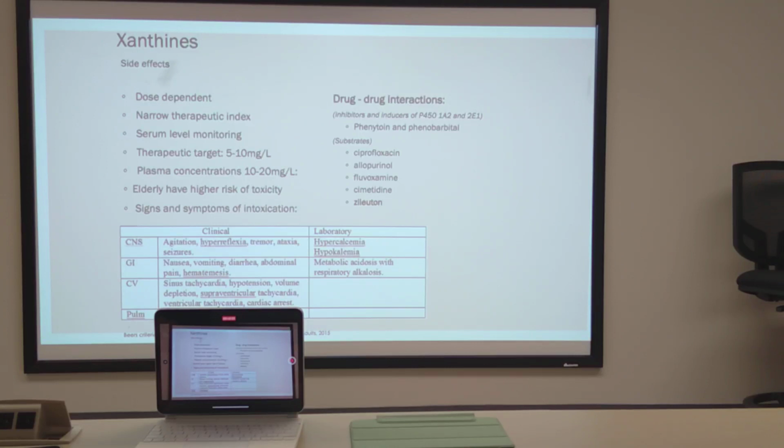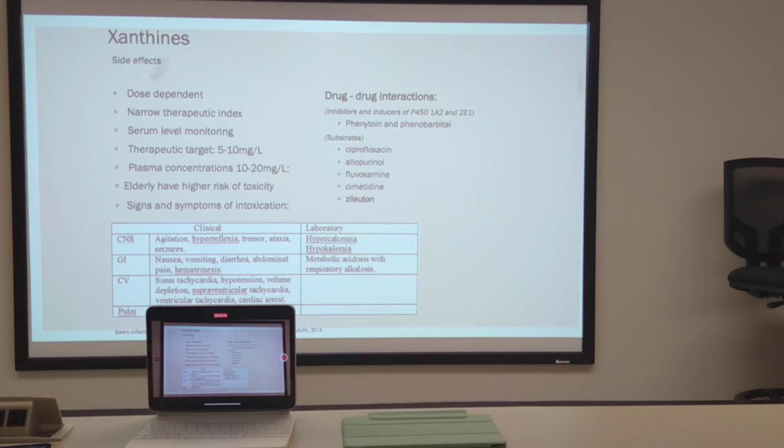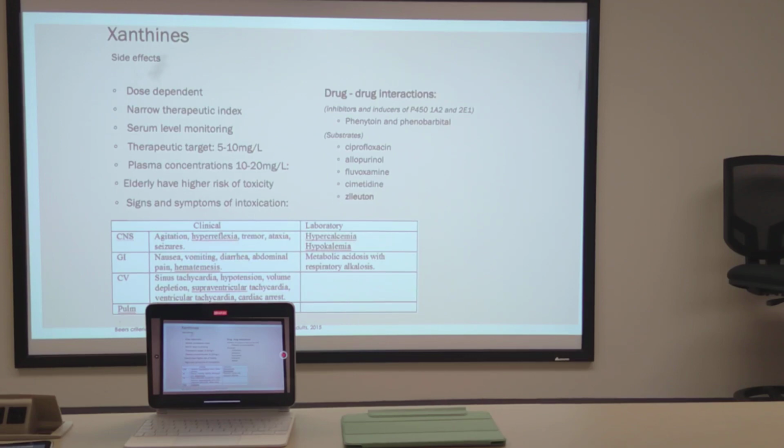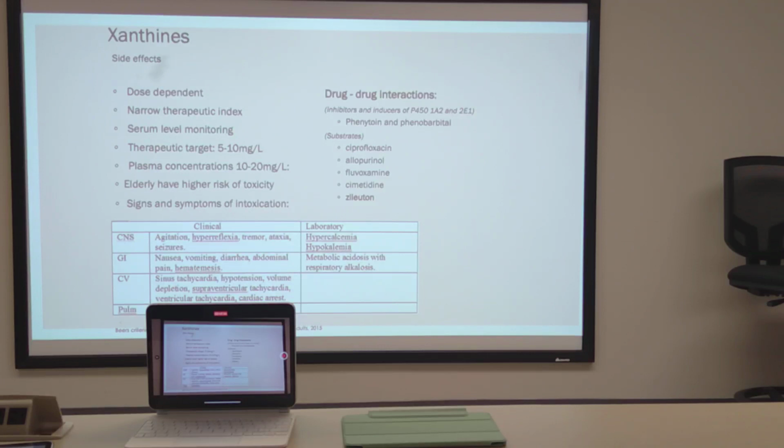Again, like I mentioned, these are some of the main clinical side effects that can happen. In terms of labs, patients can experience high calcium level, low potassium level, or metabolic acidosis with respiratory alkalosis. It also has some drug-drug interactions. As you can see there, one of the drug interactions is even with diluten, which is one of the medications that we use for asthma therapy.